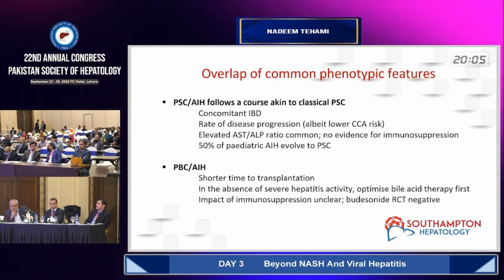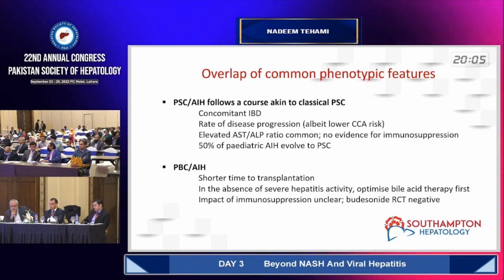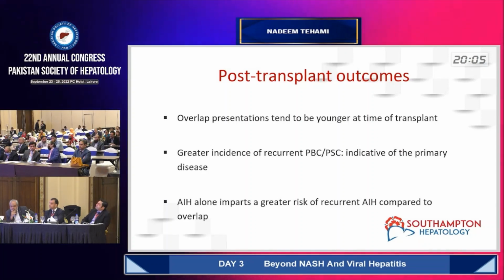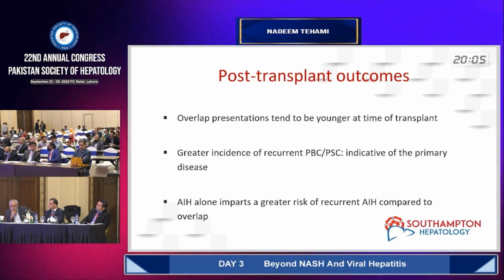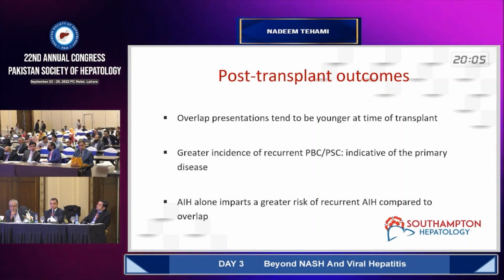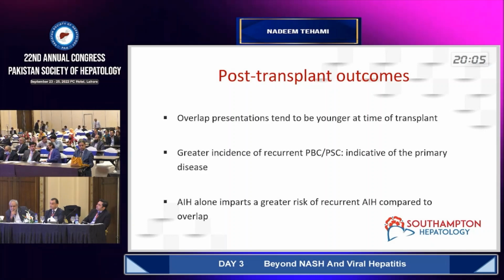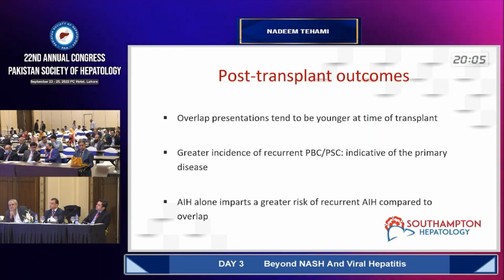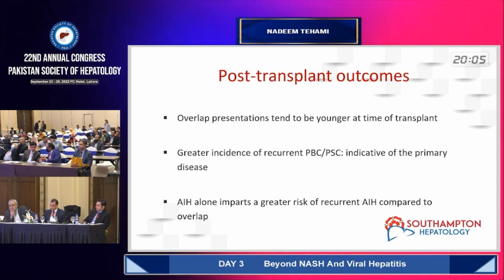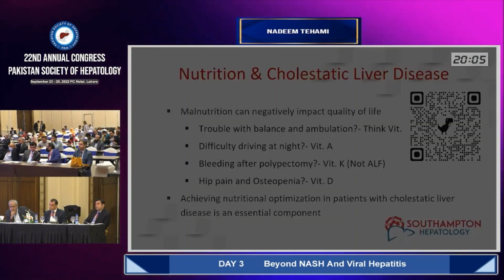It all comes down essentially to optimizing their first-line treatment, because the impact of immunosuppression is unclear, and the randomized controlled trials have not shown any evidence for budesonide. From a transplant outcome point of view, the overlap presentations tend to be younger at the time of transplant, essentially because they're misdiagnosed or diagnosed late, and the complications present late. There is a greater incidence of recurrent PBC and PSC post-transplantation, however autoimmune hepatitis alone tends to impart greater risk of recurrent disease after transplant.